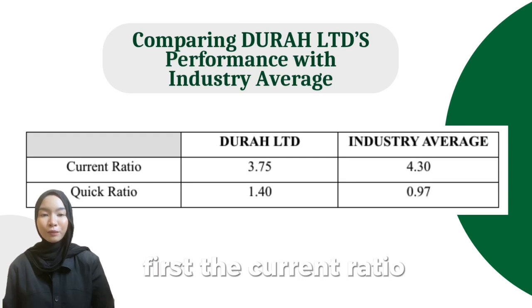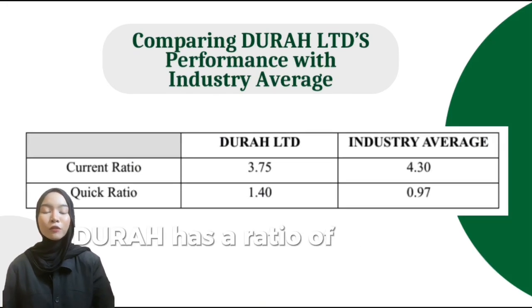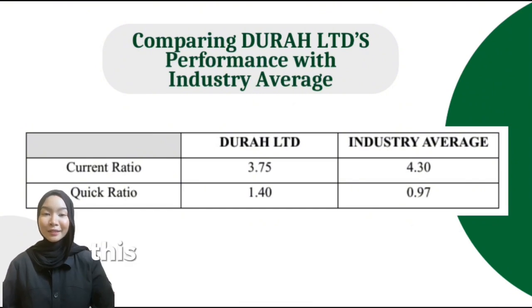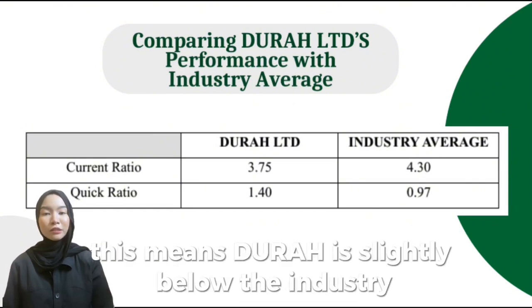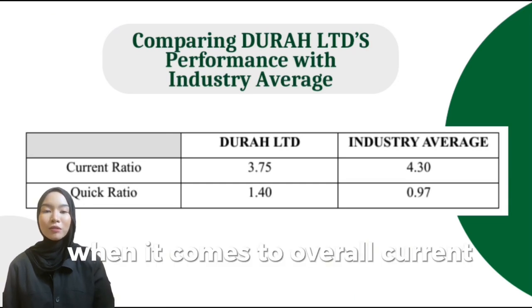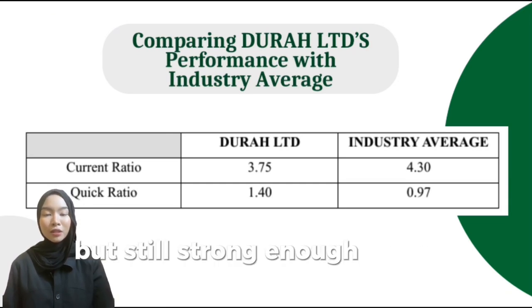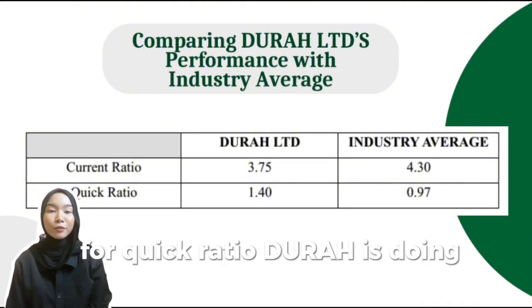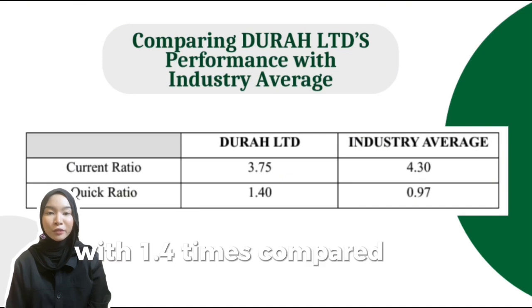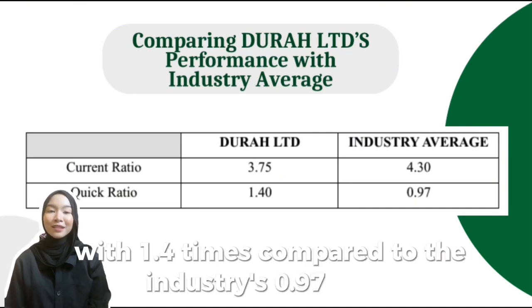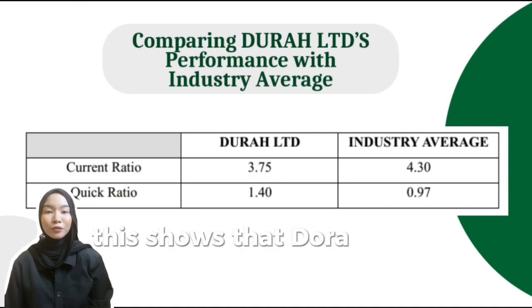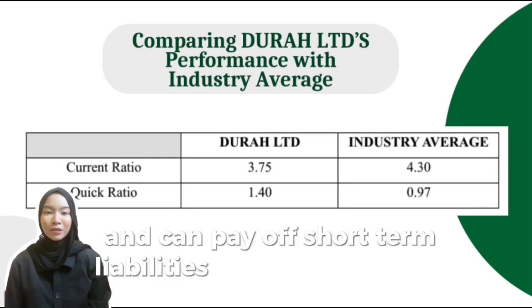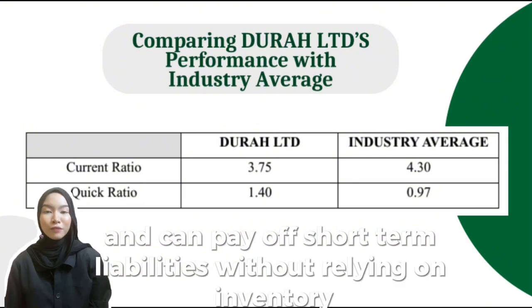First, the current ratio. Durrah has a ratio of 3.75 times, while the industry average is 4.3 times. This means Durrah is slightly below the industry when it comes to overall current assets, but still strong enough to cover short-term debts. For quick ratio, Durrah is doing better here with 1.4 times compared to the industry's 0.97 times. This shows that Durrah is more efficient in managing liquid assets and can pay off short-term liabilities without relying on inventory.